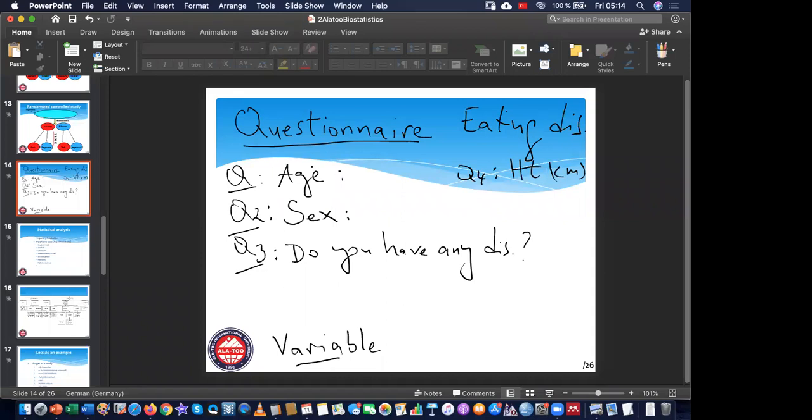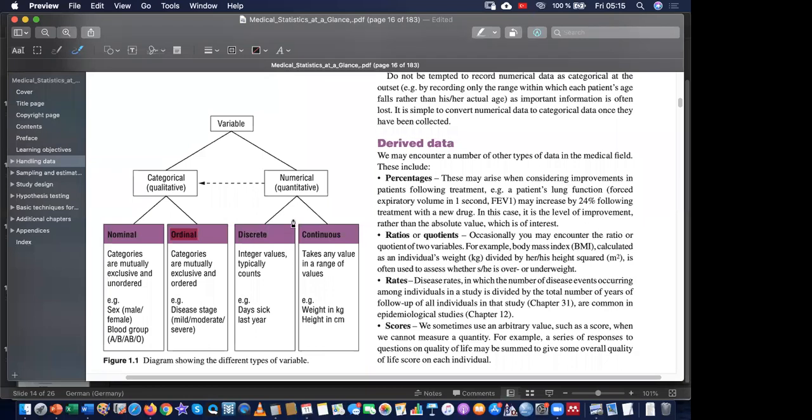So age, is it categorical or numerical? Numerical. It is numerical because we don't have categories here. When you ask me my age, I will tell you I am 52, okay? So this is numerical data. As you see, numerical data can be further divided into discrete or continuous. Is age discrete or continuous? Discrete means it is an integer value.